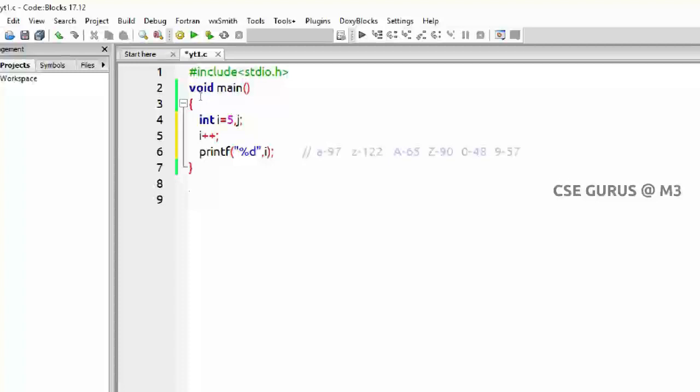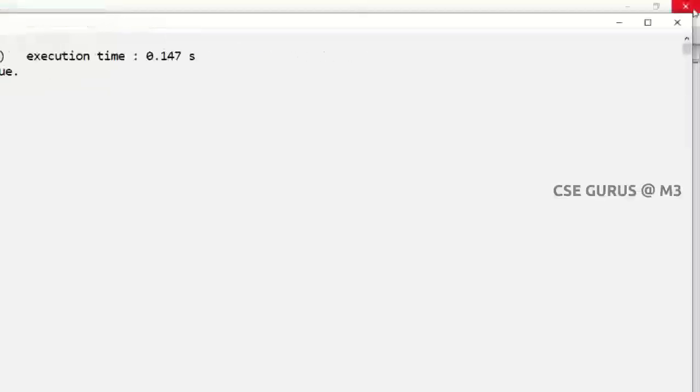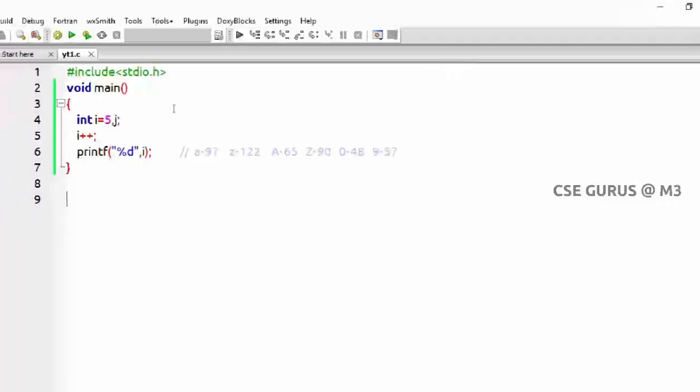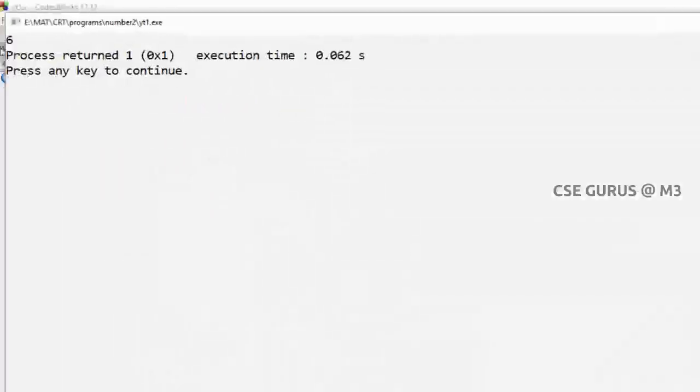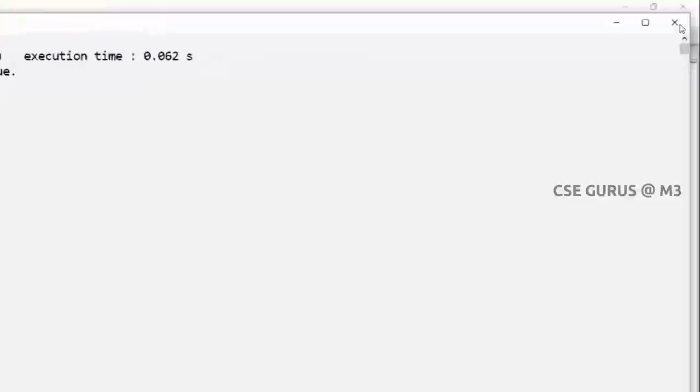i plus plus means that value 5 will be incremented and then the i value will be printed. What is the next value? 6. You can see the output. Yeah, the output is 6. Now can I write plus plus i? I can write plus plus i. Again the output you will get as 6. You can see. Yeah, the output is 6.